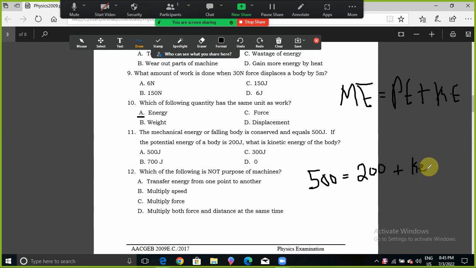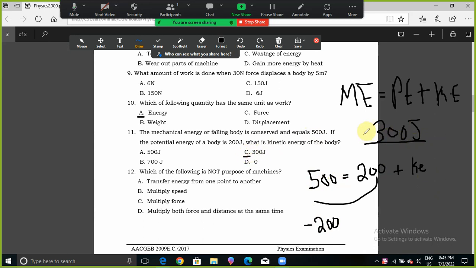Okay, now we have 500 joule and 200 joule, and kinetic energy we don't know. So that means we will make a minus between 200 joule and 500 joule. That means the final answer will be 300 joule. When you shift 200 with 500, it will be negative 200. So negative 200 plus 500 will be 300 joule. That means you make a subtraction. Then the answer for kinetic energy is 300 joule. That means the answer for question number 11 is C.